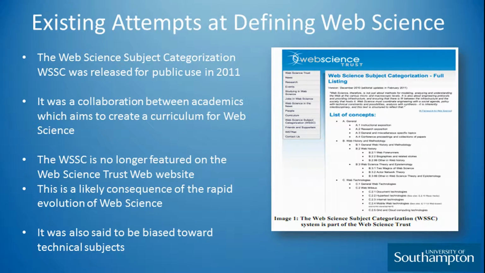The current most definitive effort to create a formal definition for web science is the Web Science Subject Categorization. The WSSC, which was released for public use in 2011, was a collaboration between academics which aimed to create a formal curriculum definition for web science. The WSSC was derived using a formal top-down, theoretical-based approach. Academics derived a set of categories by breaking web science down into its constituent parts, for example, computational, mathematical, social, economic, and legal. It has been suggested by some members of the web science community that the WSSC is now outdated. It is no longer hosted on the Web Science Trust website.